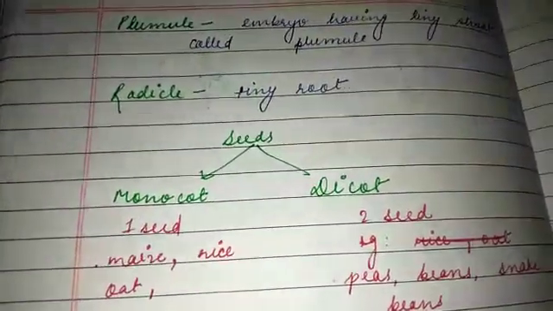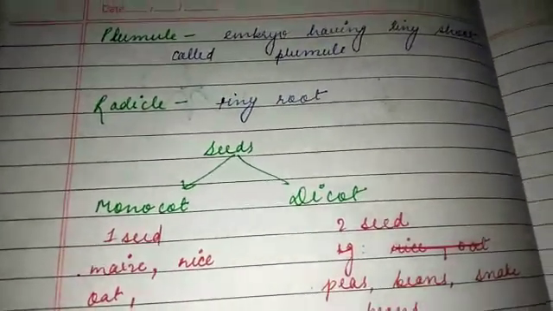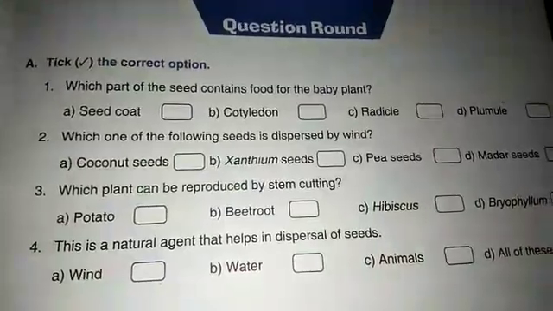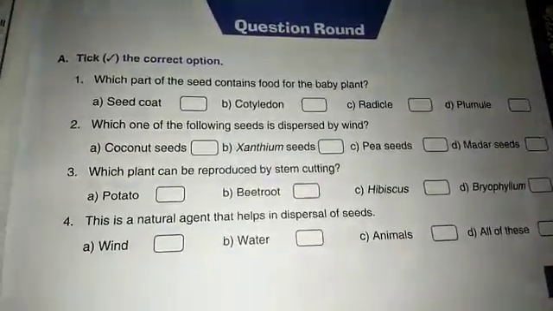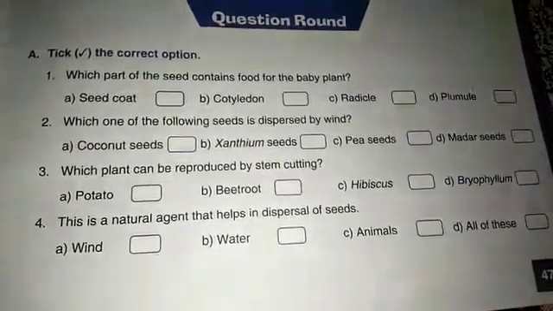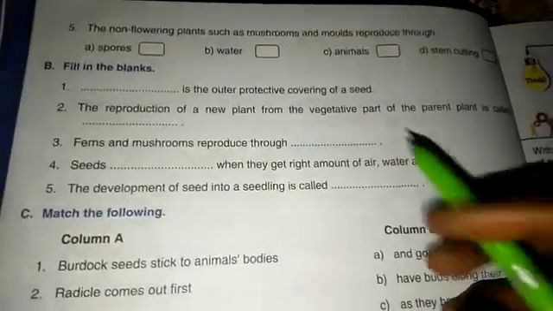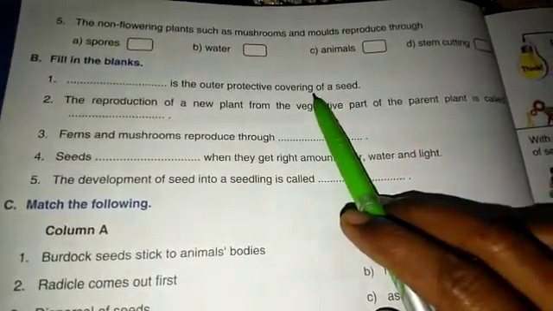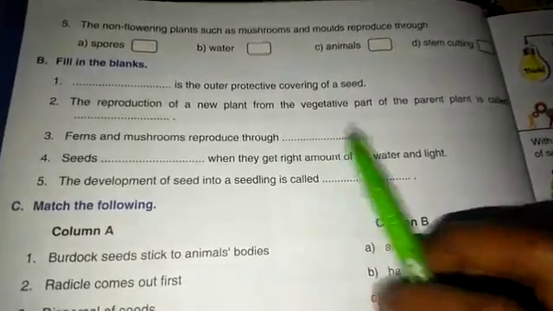Okay. Now I'll show you the classwork that you will be doing. Complete page number 47, tick the correct options as well as do the fill in the blanks. Do it in the book. Okay children.